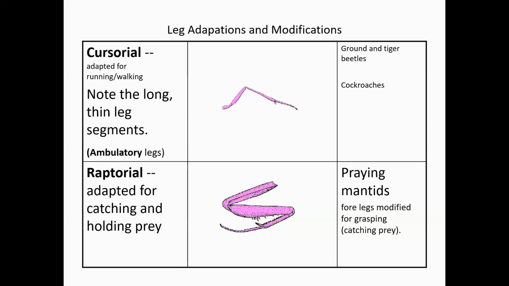Here, the modification is seen only in case of front legs or the forelegs. Here, the femur is spinose. It is having a spine-like structure. The femur is having spine-like structure, and it possesses a central longitudinal groove. And the tibia is narrow and blade-like. They are very much helpful in capturing and holding the prey in a raptorial type of legs.